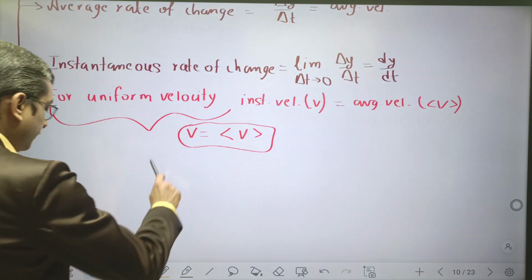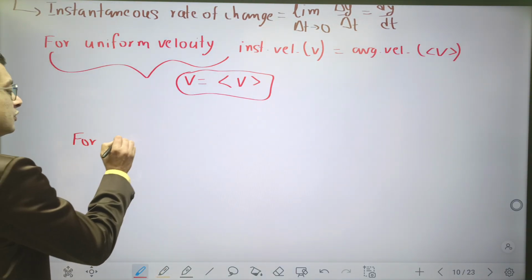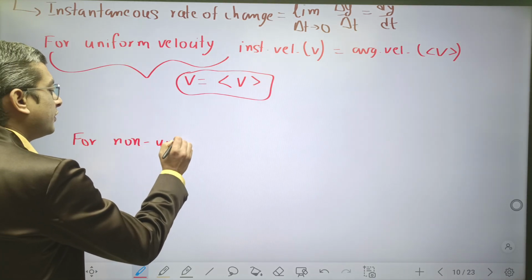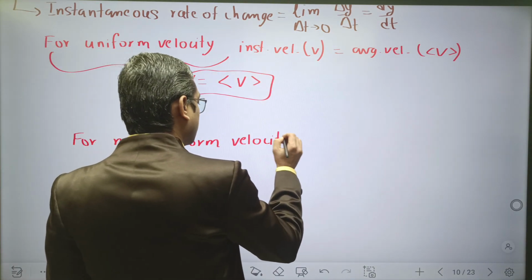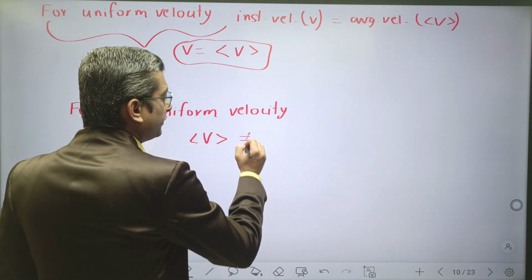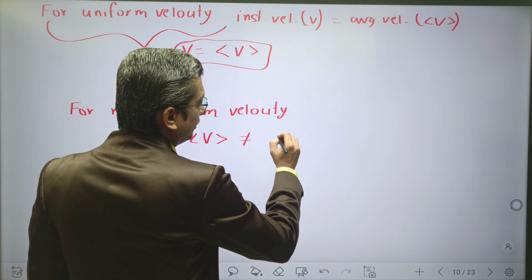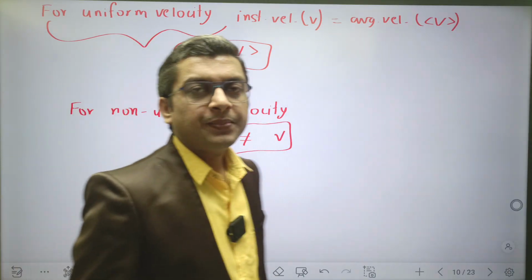But what happens for non-uniform velocity? For non-uniform velocity, average velocity and instantaneous velocity are different. v bar is not equal to v. Average velocity is not equal to instantaneous velocity.